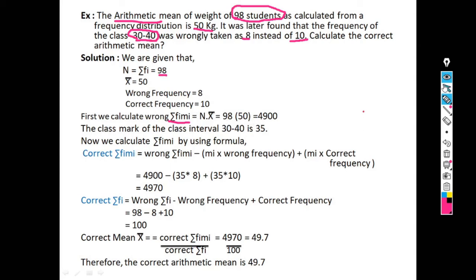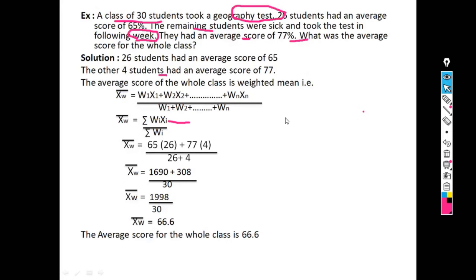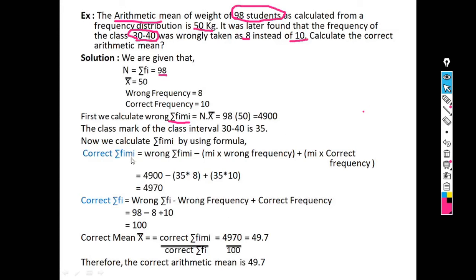Second step, for the class interval for which frequency is wrongly taken, obtain the midpoint. Means for the second step we have to calculate the midpoint. The formula for midpoint is upper limit plus lower limit divided by 2. So here class interval 30 to 40 is given. Its midpoint is 35 by using the same formula: upper limit plus lower limit divided by 2. 30 plus 40 is 70. 70 by 2 is 35.